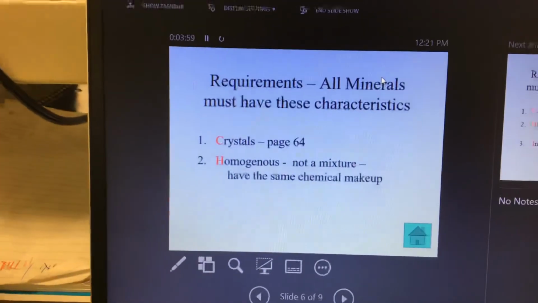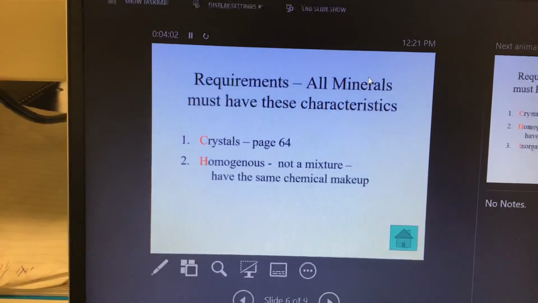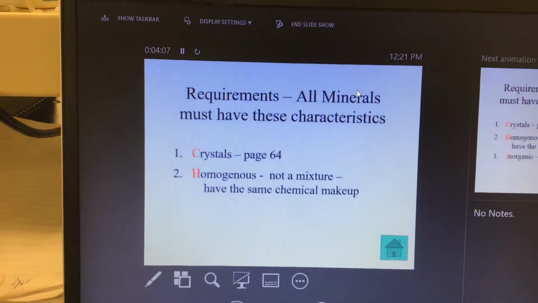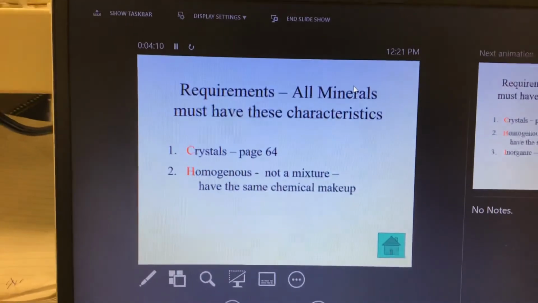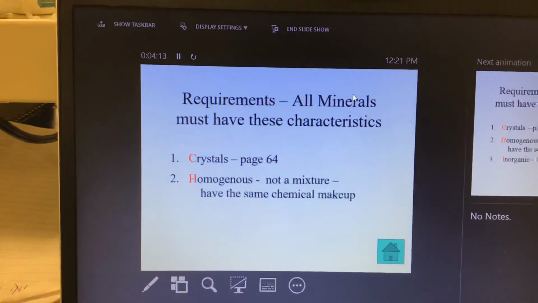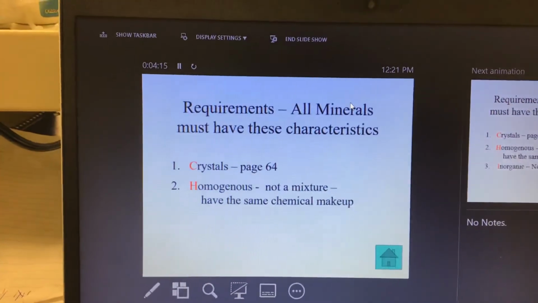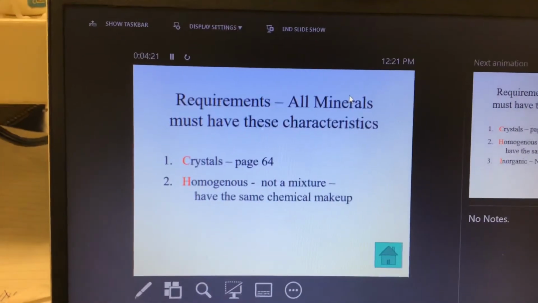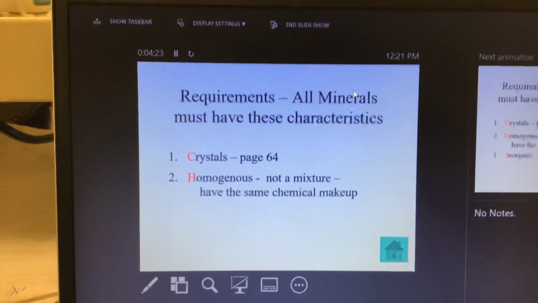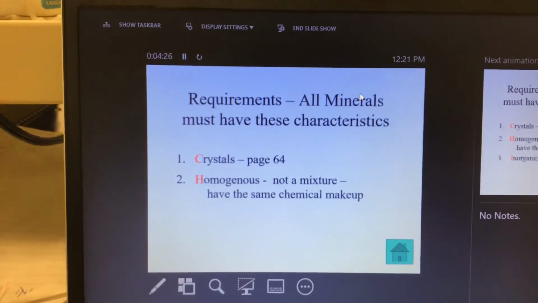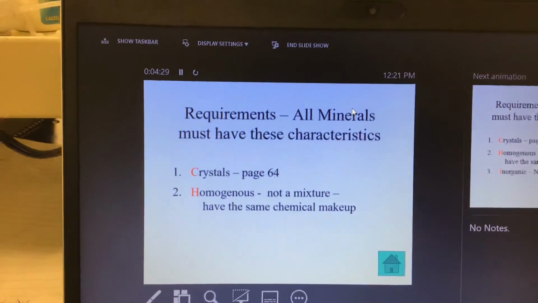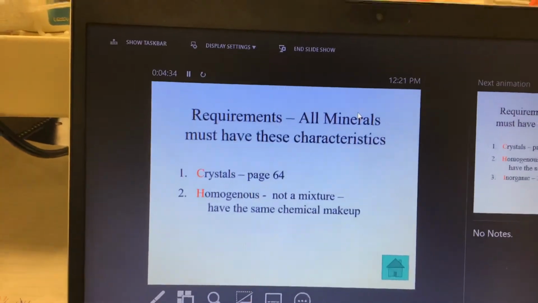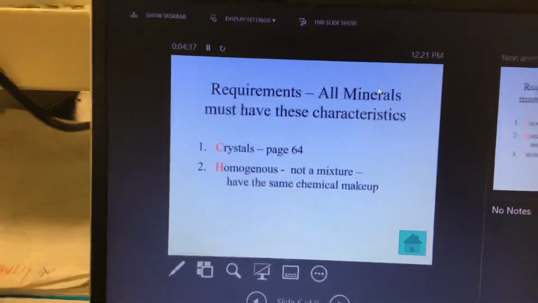Is it homogeneous? Homogeneous doesn't mean it's a mixture, it means it's the same all the way through. I used the example of the homogeneous mixture of Mountain Dew. The first drink of Mountain Dew out of a can or a bottle is the same as the last drink and everything in between. It's homogeneous. Well, if I have a chunk of salt, and I lick it until it's gone, the first lick of salt is going to be exactly the same as the last lick. It is homogeneous, it is the same all the way through.